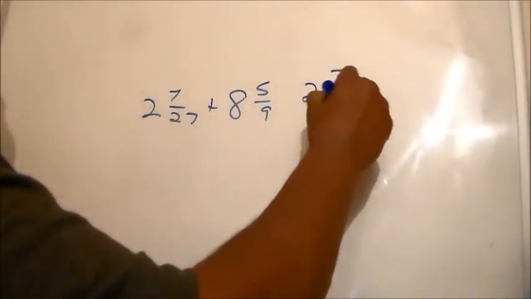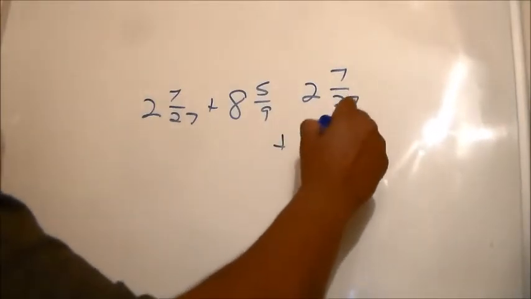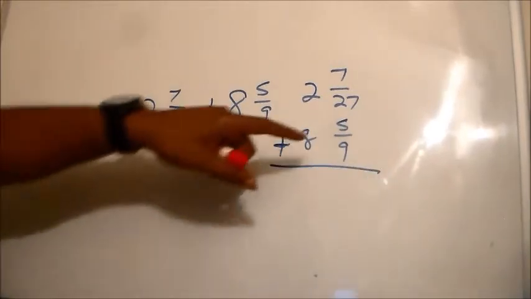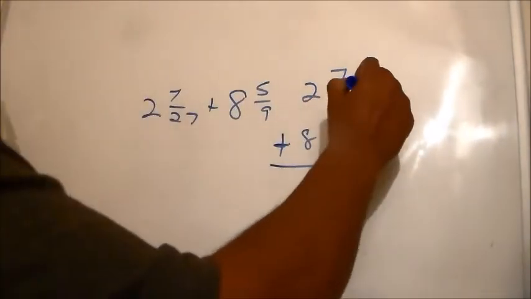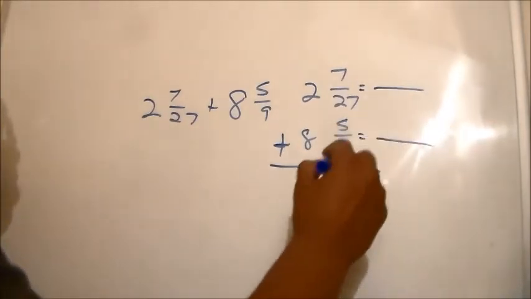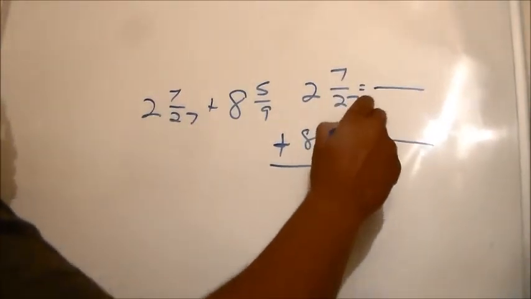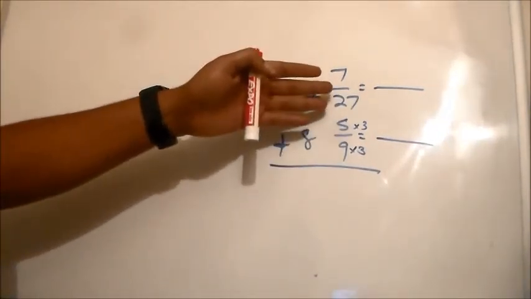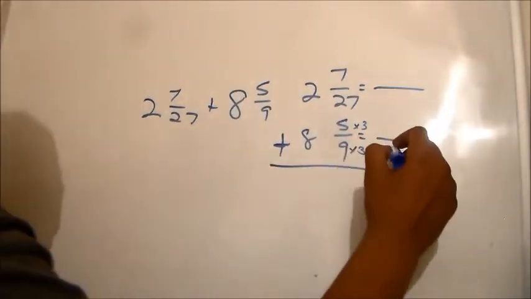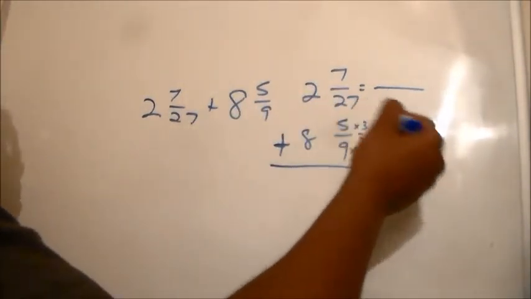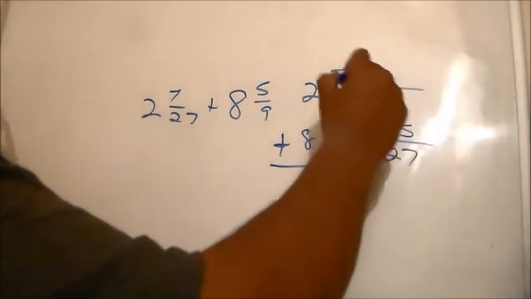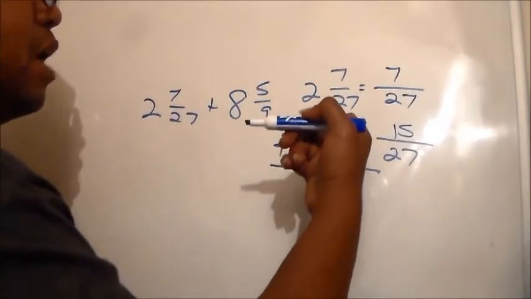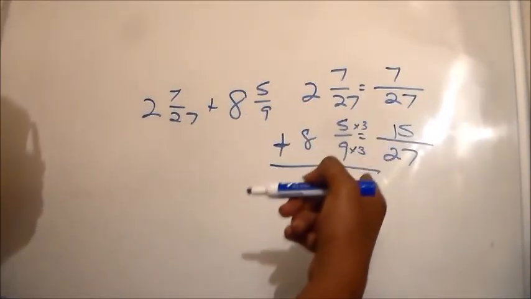2 and 7 over 27 plus 8 and 5 over 9. Old-fashioned way, 9 is a factor of 27. We multiply it by 3 to get to 27. So if we multiply this by 3, multiply this by 3, and again, we're making this fraction match. We're coming up with the lowest common denominator by multiplying this by 3, which gives us 27. We multiply the numerator by 3, it gives us 15. This is going to stay the same because we just need to convert this to 27s. And we've done this by multiplying the numerator and denominator by 3.